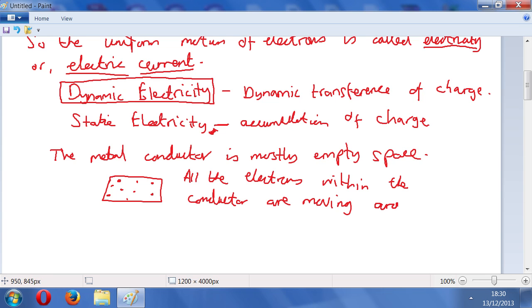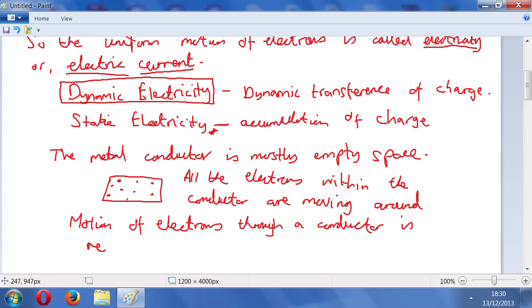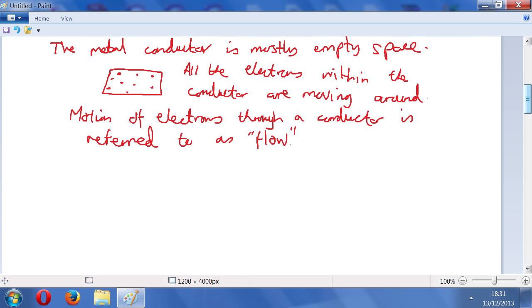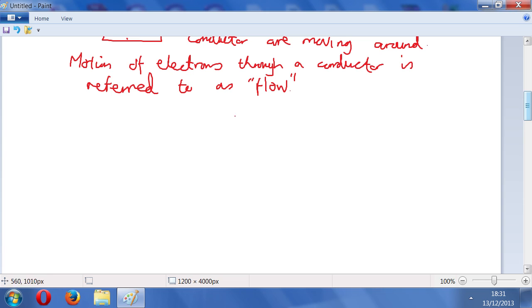So the motion of electrons through a conductor is referred to as flow, and that goes in line with what I said about the analogy to water as well. In episode 6, you can check out that one. Okay, but how exactly does this flow work?